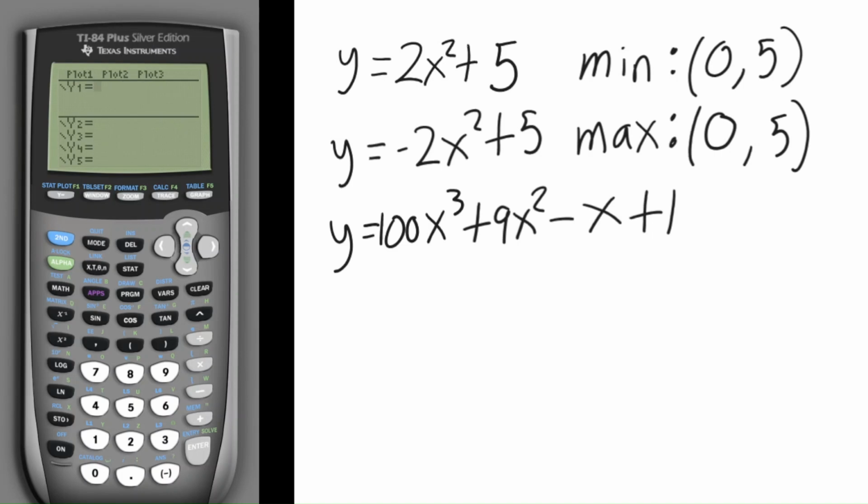I'll hit clear because these graphs are nothing to do with each other. So I'll type 100x to the third plus 9x squared minus x plus 1. And then hit my graph. Now, I don't know what's going on with that. That is too hard to tell. It kind of looks like there is no max or min, right? But we better make sure.